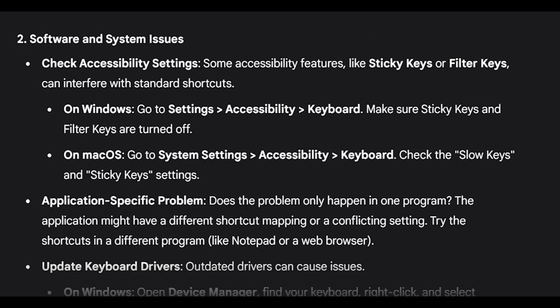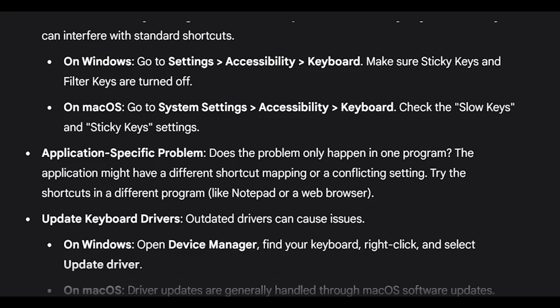Software and system issues. Check accessibility settings. Some accessibility features like sticky keys or filter keys can interfere with standard shortcuts. On Windows, go to Settings, Accessibility, Keyboard. Make sure sticky keys and filter keys are turned off. On macOS, go to System Settings, Accessibility, Keyboard, and check the slow keys and sticky keys settings.